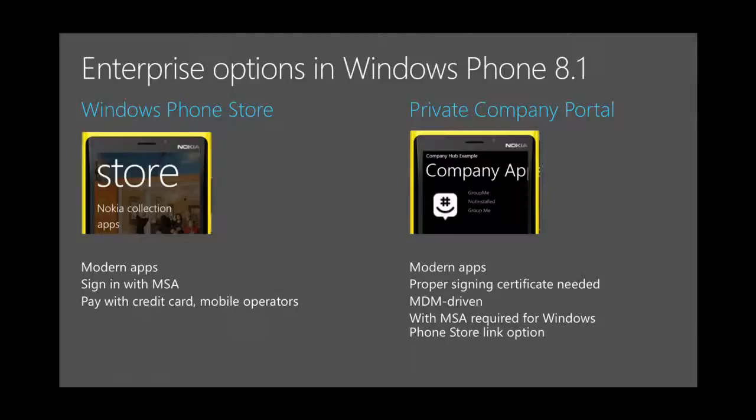So today, when you want to distribute apps, users will go with their MSA, their Live ID, they register the device, and they can buy applications from the store using the store app, right? On 8.1, that's how it works.